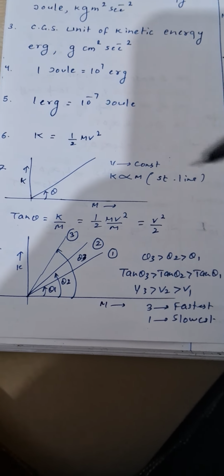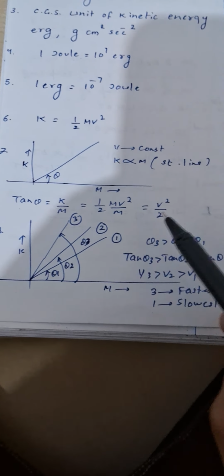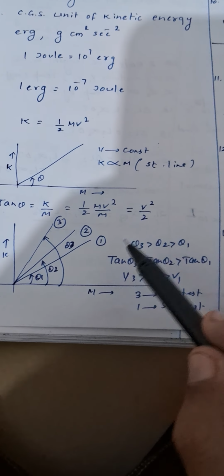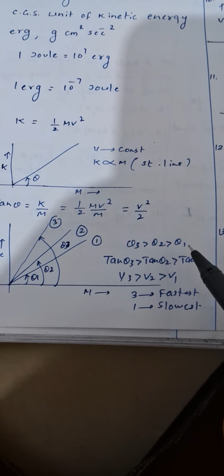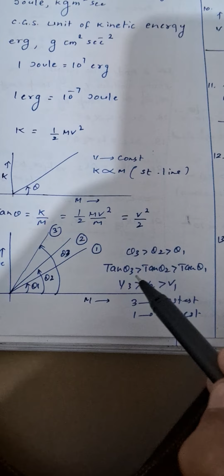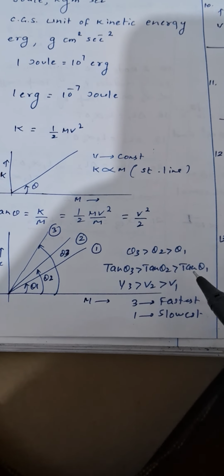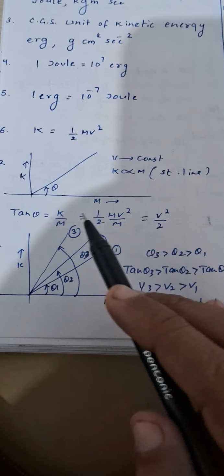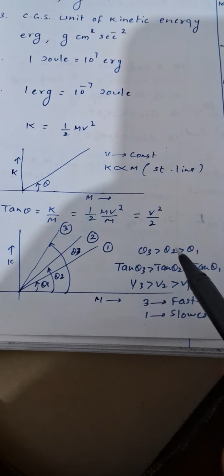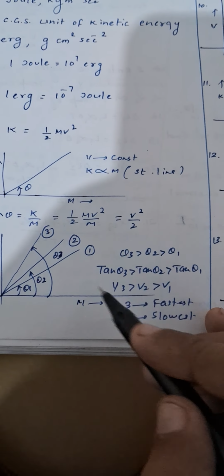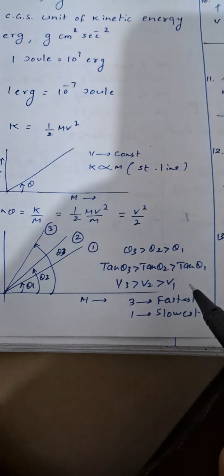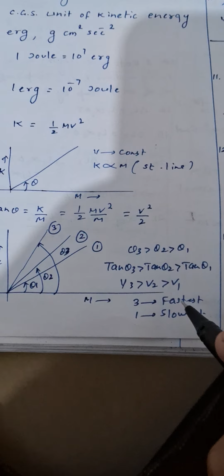Next is graph between k and m. So we can see there are three graphs, and theta 3 is greater than theta 2 greater than theta 1, which implies tan theta 3 is greater than tan theta 2 greater than tan theta 1. Now since tan theta is proportional to v square, this inequality signifies that v3 greater than v2 greater than v1. So we can say that 3 is fastest and 1 is the slowest.